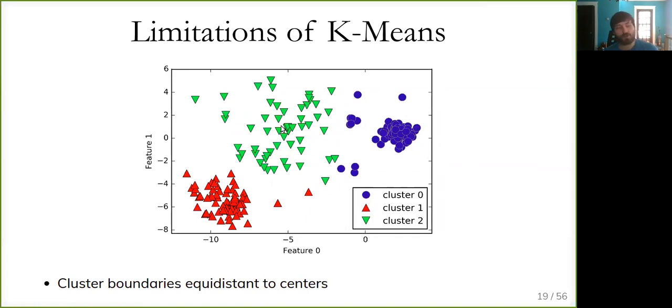There is no concept of width of a cluster. So in a sense, all the clusters have the same width, or the boundary between two clusters is exactly in the middle of the two clusters. So if the center of the green cluster is here, and the center of the blue cluster is here, then the boundary will be exactly in the middle, even though it doesn't really reflect the shape of the data.